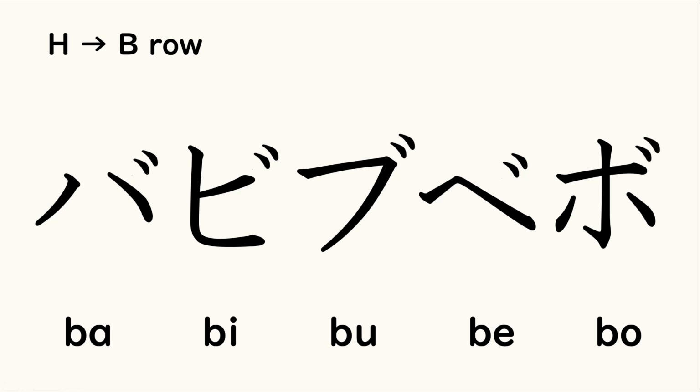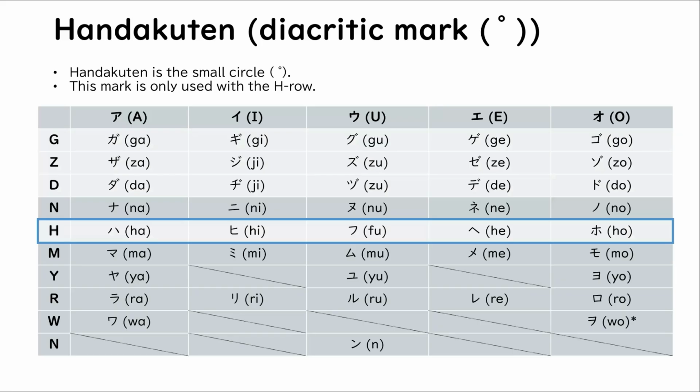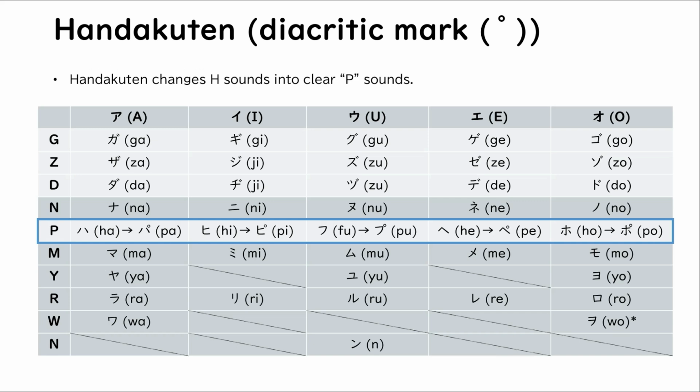Nice! Next is Handakuten. Handakuten is the small circle. This mark is used only with the H row. When you add Handakuten, the sound changes to a P sound. Handakuten appear very often in Katakana, especially in words borrowed from other languages.